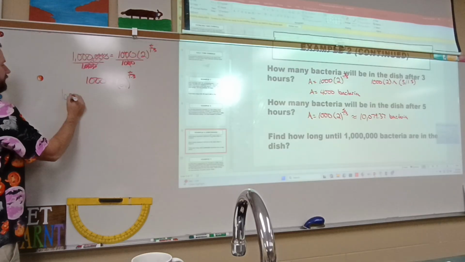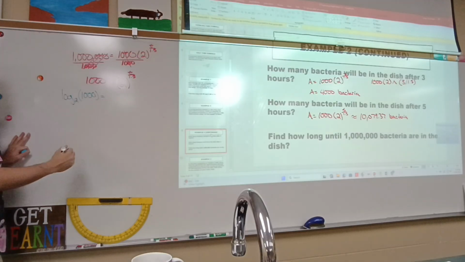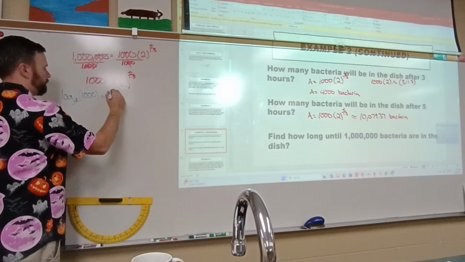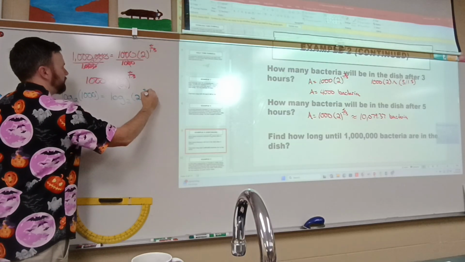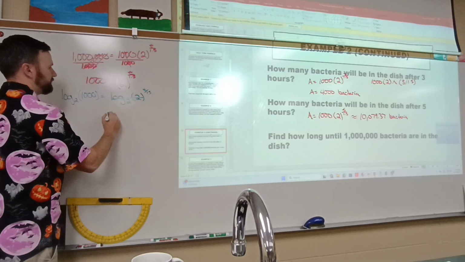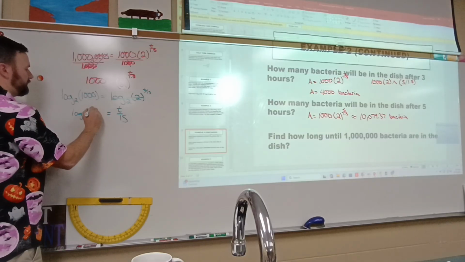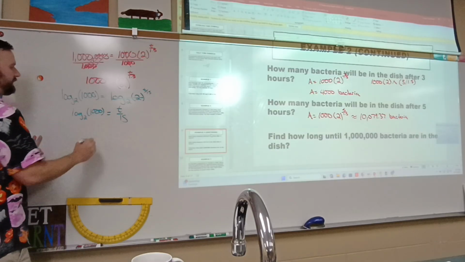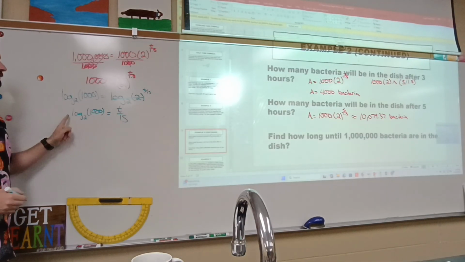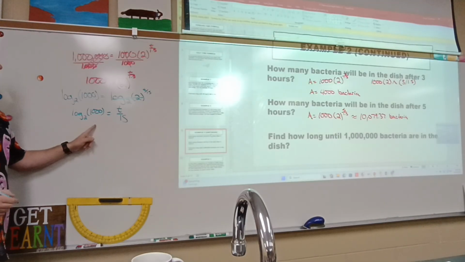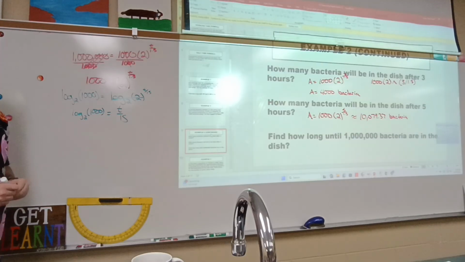I could log base 2 both sides, right? Is log base 2 on your calculator? No, it's not. But what happens when I log base 2 this, these would cancel. I get t over 1.5 equals log base 2 of 1,000. Okay? And then from here, I would do my change of base formula, which is natural log of 1,000 divided by natural log of 2, and then times by 1.5. This way always works as well. That's just not the way I do it.